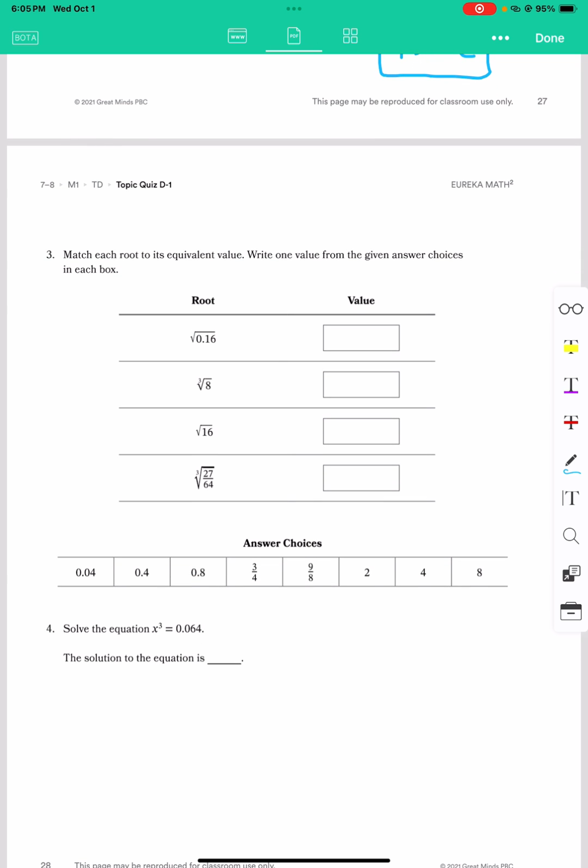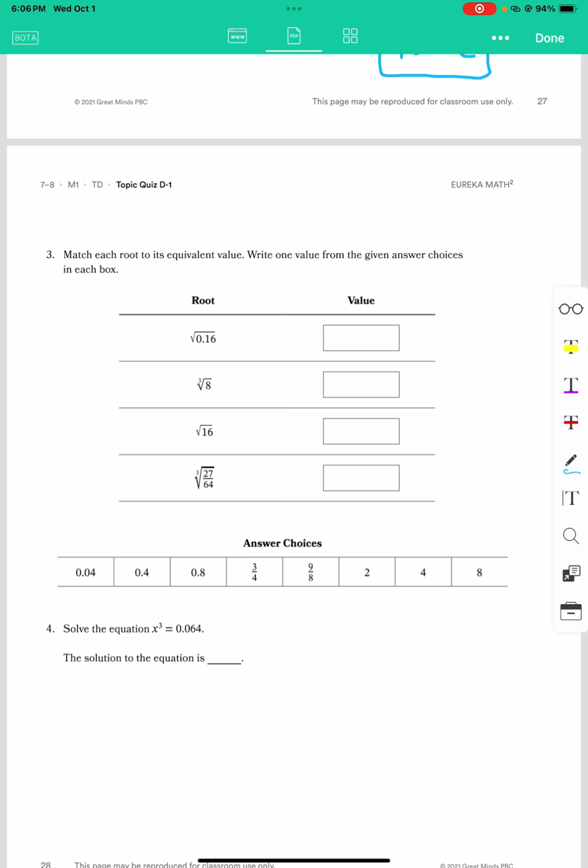Number 3 says match each root to its equivalent value. Write one value from the given answer choices in each box. We have answer choices at the bottom. They've already done the hard part for us. There are a couple of ways you can go about this depending on how your mind thinks. When you look at the root, the first one says, what is the square root of 0.16? Or you can say 0.6.